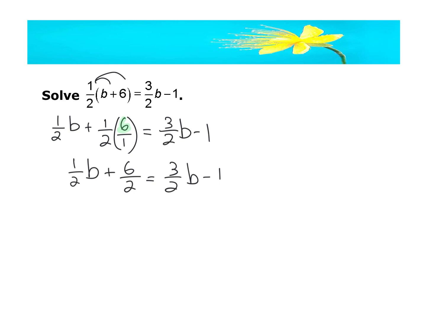Now, this is where you would be able to go one of two ways. The first way, which is one I would recommend all the time, is to make sure if you can simplify anything else, and you actually can. This fraction right here simplifies. So we get 1/2 b plus 3 equals 3 over 2b minus 1. Now, this is where you can go one of two ways. You can either make the variable positive or make it negative.